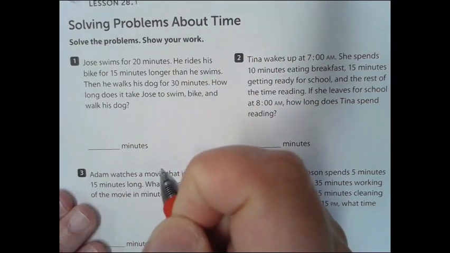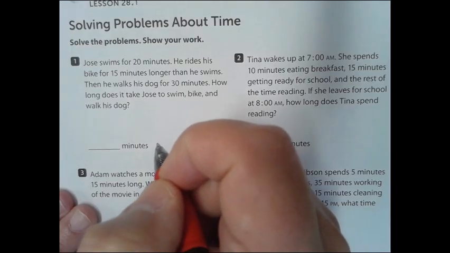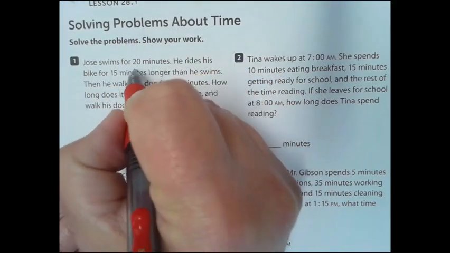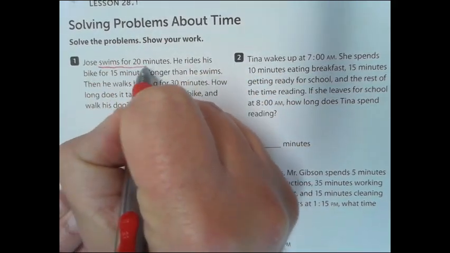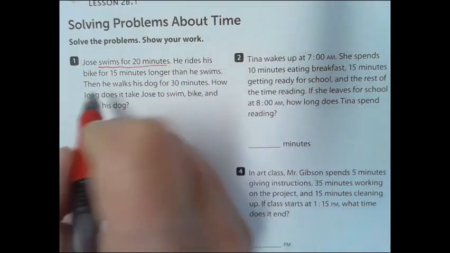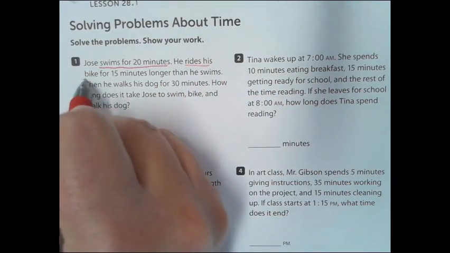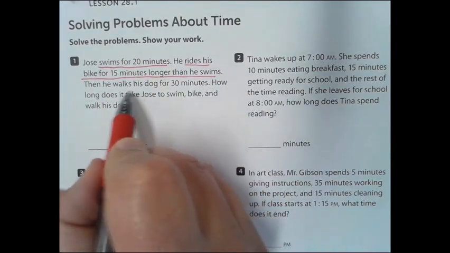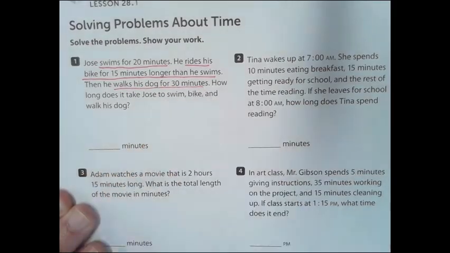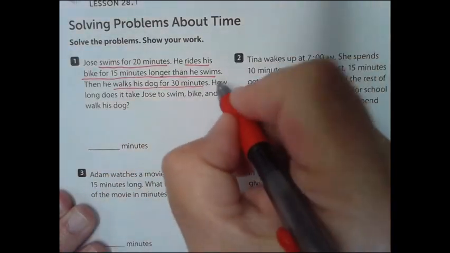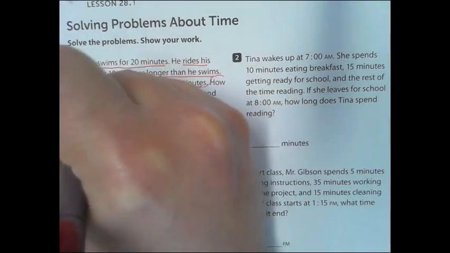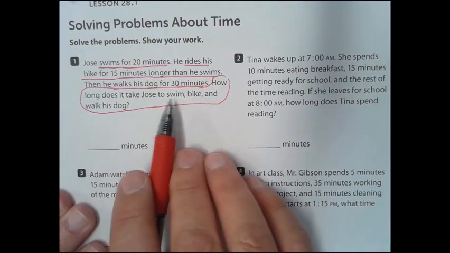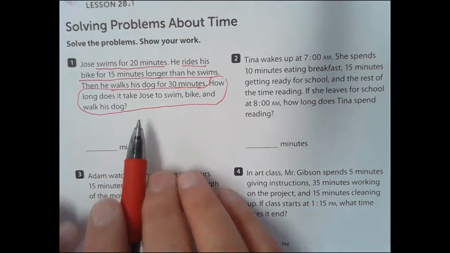I'm going to just underline what's important, and I'm going to put a circle around what the question is asking us. Jose swims for 20 minutes, so I'm going to underline that. Then he rides his bike 15 minutes longer than he swims. And then he walks the dog for 30 minutes. Now our question is, how long does it take Jose to swim, bike, and walk his dog?